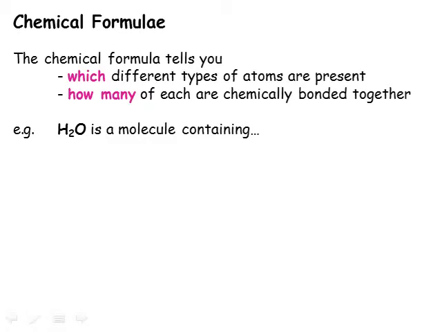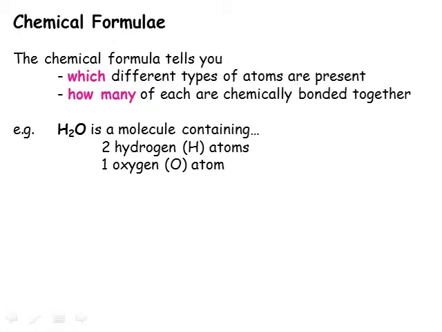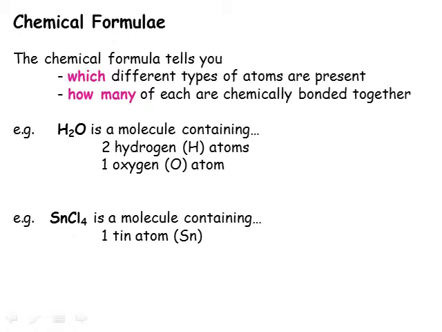This is why the formula for water is H2O. H for hydrogen atoms, subscript 2 for 2 of them, and then O for an oxygen atom, and no subscript number because there is only one oxygen atom in a water molecule. In the same way, the formula for tin chloride is SnCl4. The formula tells us that a molecule of tin chloride contains one tin atom and 4 chlorine atoms.